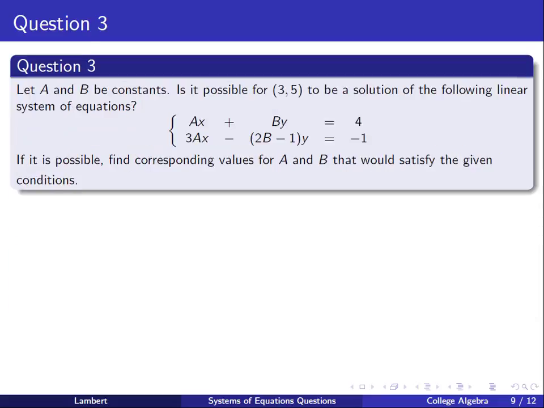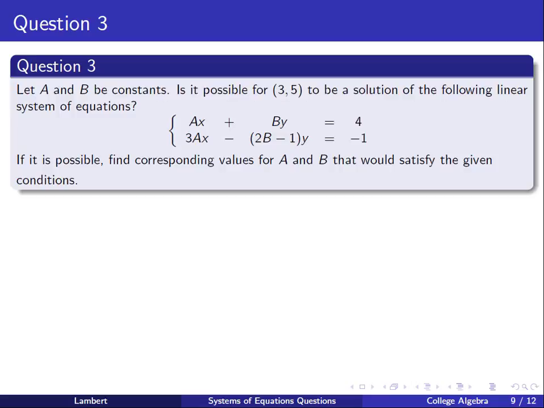Okay, so last but not least, let's try and change things up. Let's assume A and B are constants. And we have the system of equations involving A and B, where A and B are just some constants. Is it even possible for us to have those combinations of constants, but have 3, 5 be a solution to the linear system of equations? So we have ax plus by equals 4, 3ax minus the quantity 2b minus 1, y equals negative 1. Is it possible for such values to exist?